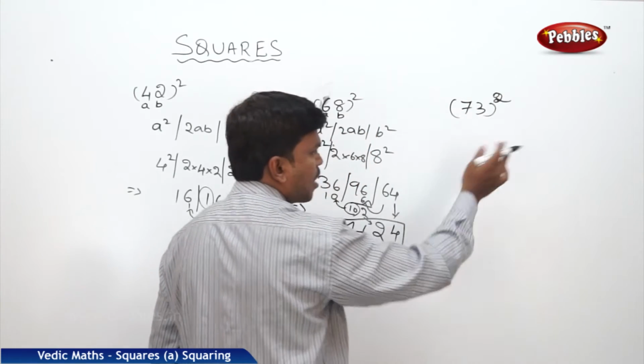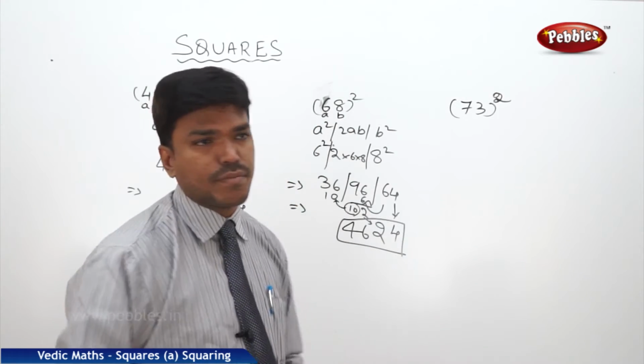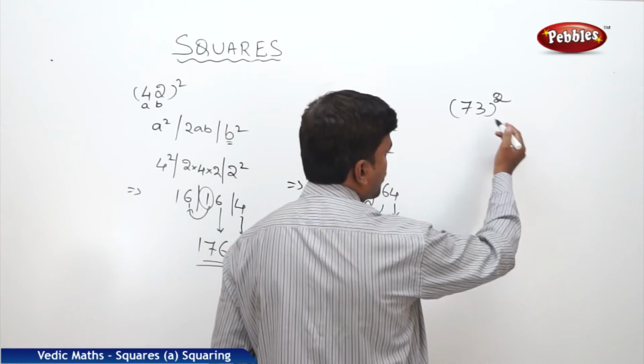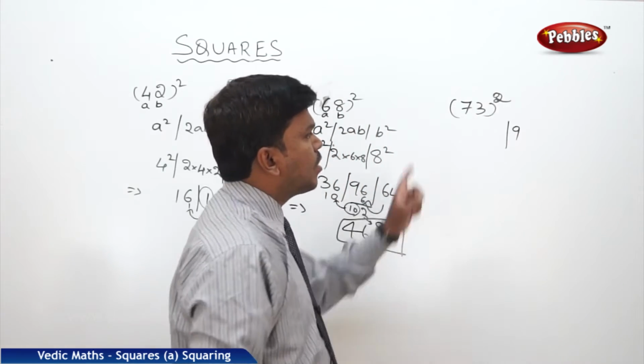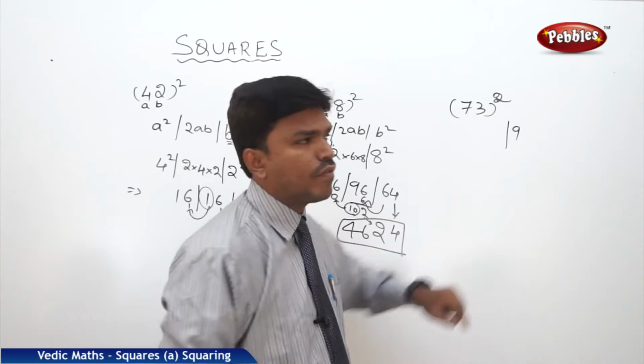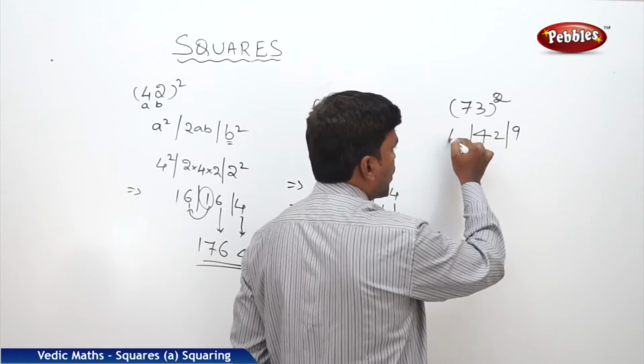One more example. I want to calculate, say, 73 square. Start from the right side. This time I won't tell you the formula, and I will put the direct steps. Start from the right side. B square. B square means 9. 2AB. 2 sevens are 14. 14 threes are 42. A square means 7 square, 49.